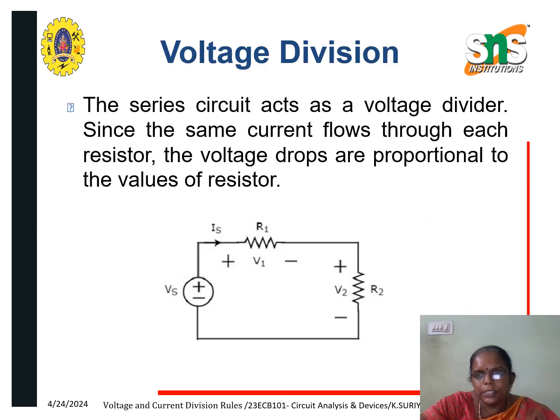Next is voltage division. Here the resistors are connected in series. Since the same current flows through each resistor, the voltage drops are proportional to the values of the resistors. This shows a voltage divider.